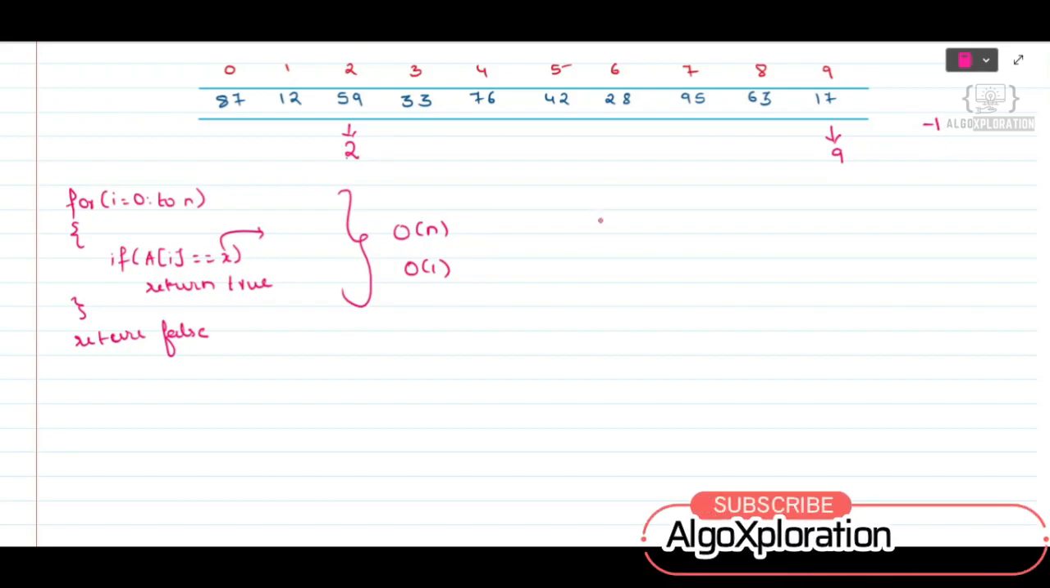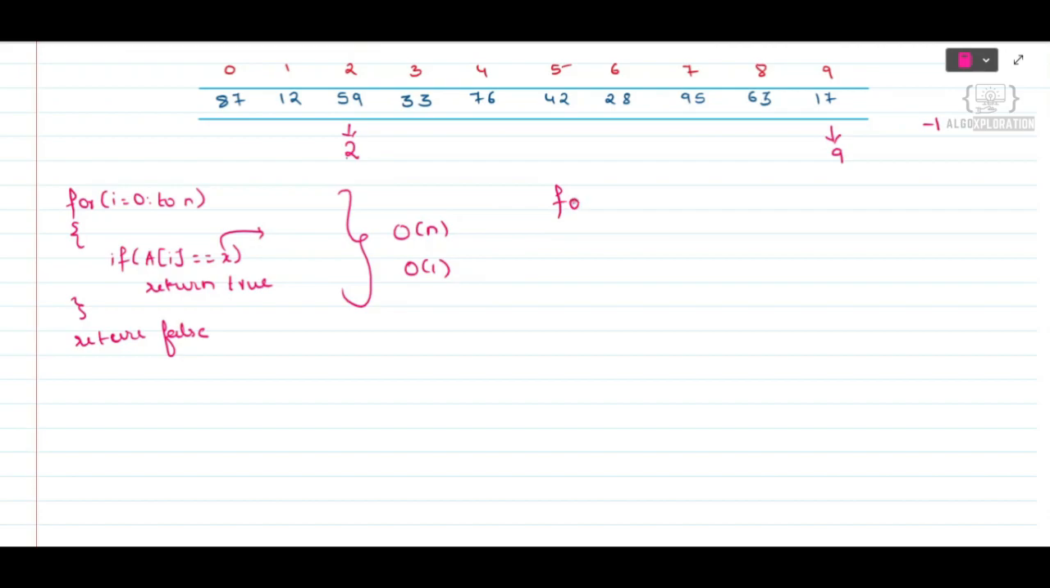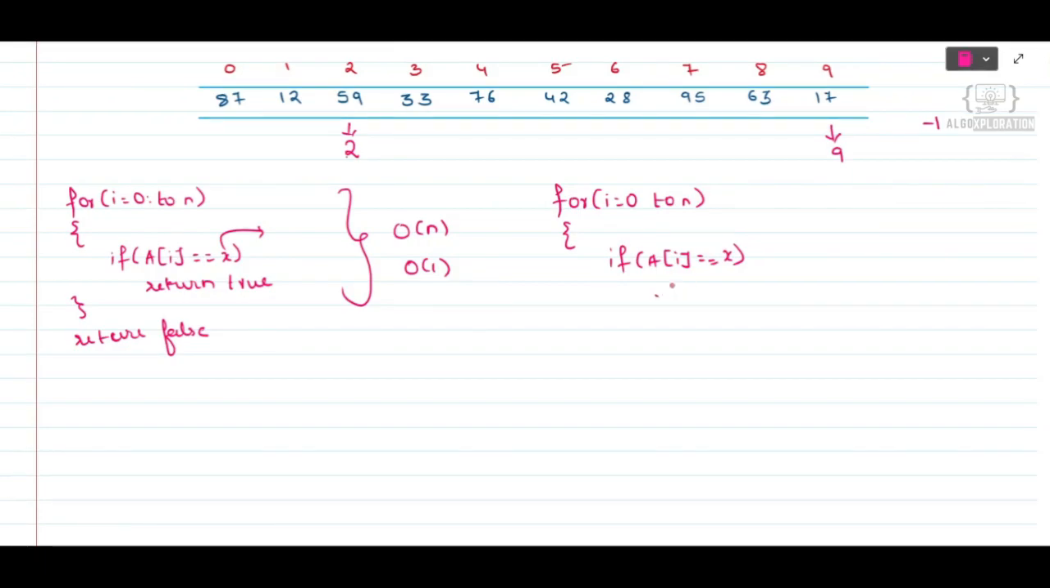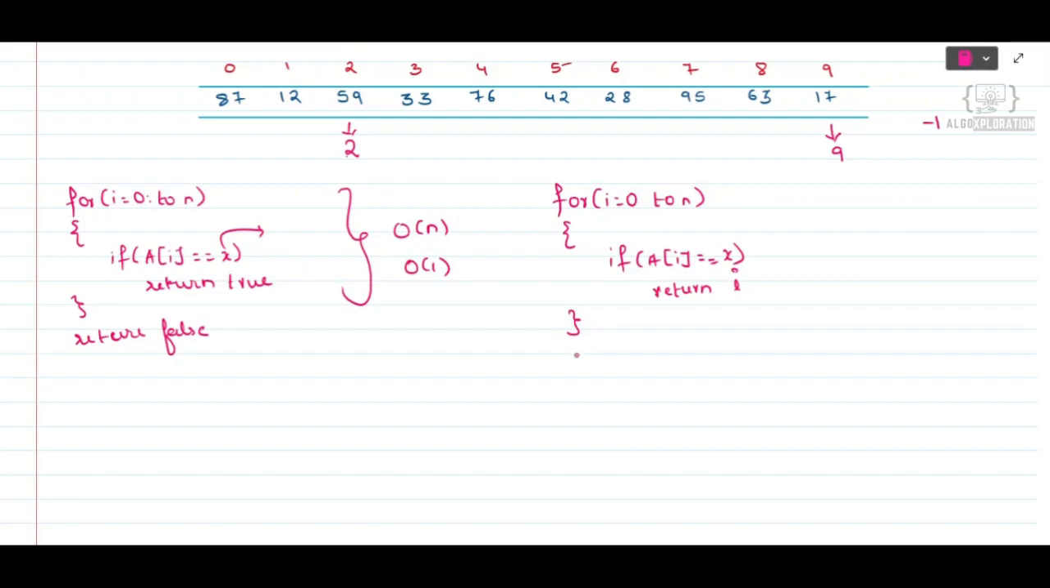So what will the pseudocode look like? Similarly, starting with a for loop, i equals 0 going till n, if a of i equals x, then return its index, that is i. If that is not the case, then return -1. Here also the time complexity will be order of n and the space complexity will be order of 1.